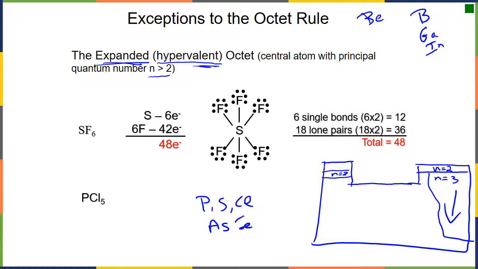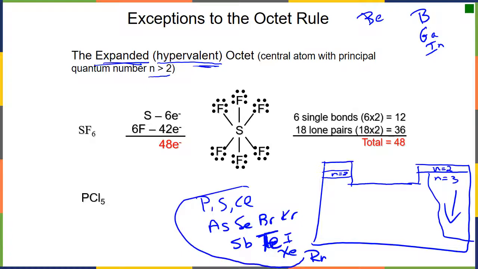Arsenic, selenium, bromine, krypton, antimony, tellurium, iodine and xenon, and then probably or possibly radon. But we in general ignore these because they're radioactive, and so our list is really only these elements right here, where we have an outside quantum number of 3 and greater.